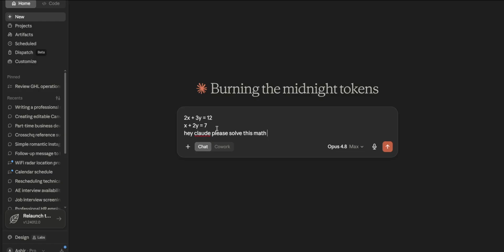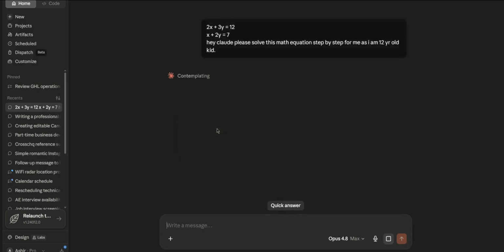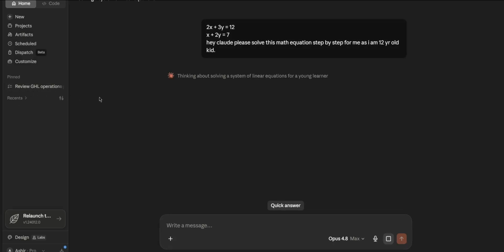solve this math equation step by step for me as I am 12 years old. Okay. Now let's see how it will respond to my chat, because this is the way to do it. Let's wait a few seconds until it solves the equation and gives us the answers. So let's dive right into it.